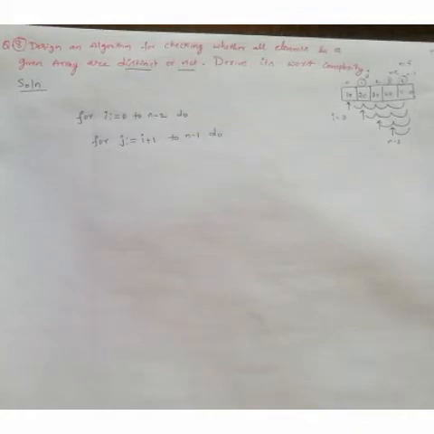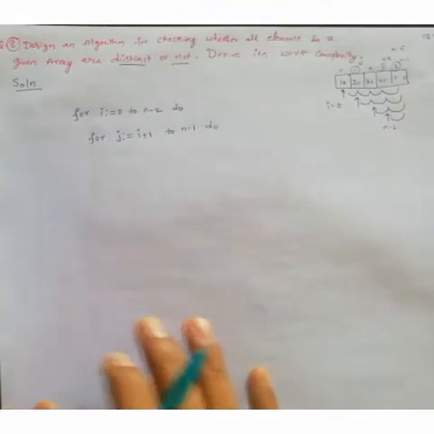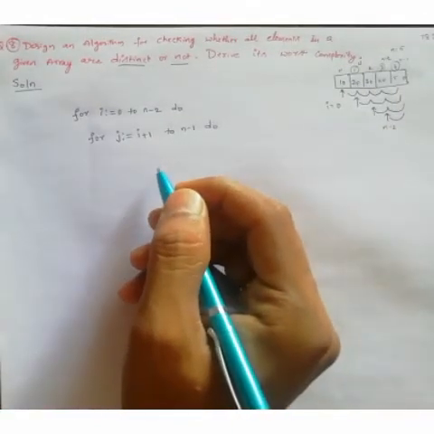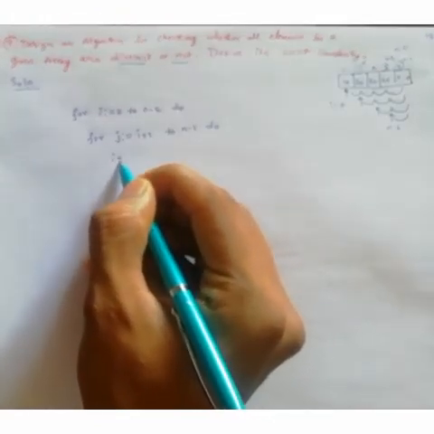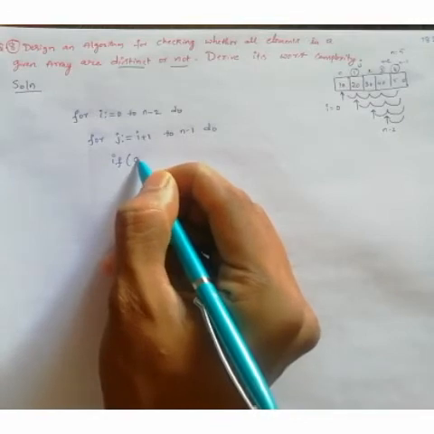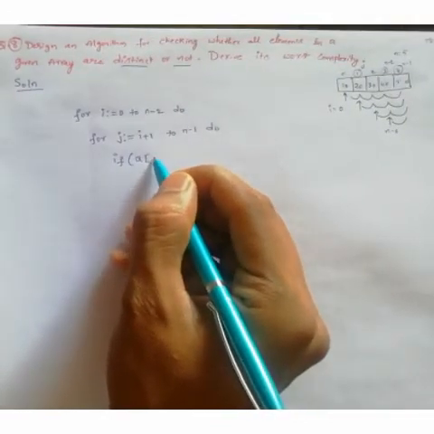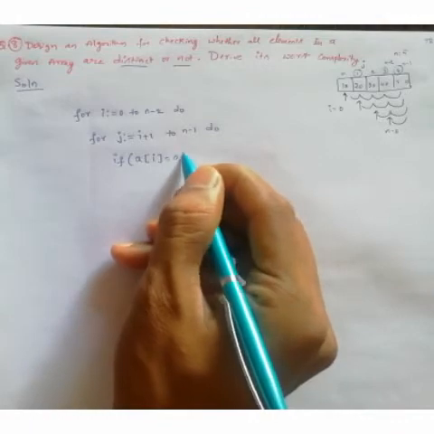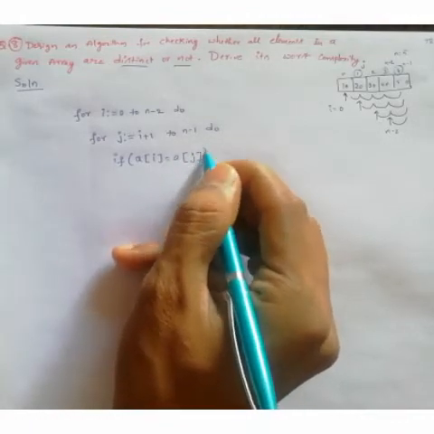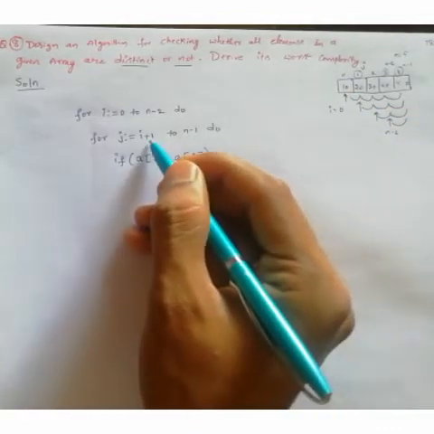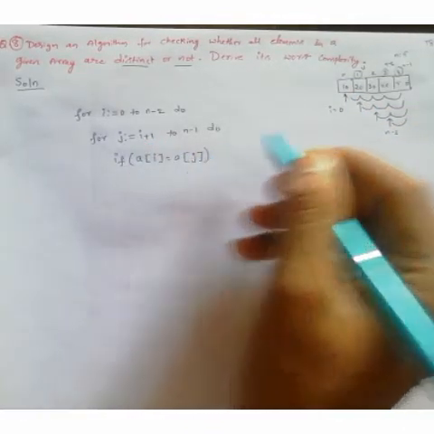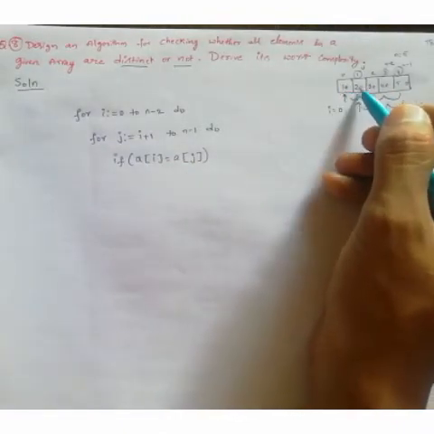Okay, now? Yes, fine. So what I am going to do is compare. Compare means I should use if. What will I compare? A of i with A of j. What is the value of i? 0. A of 0 is 10. What is the value of j? 1, that is 0 plus 1. So A of 1 is 20. So is 10 equal to 20?